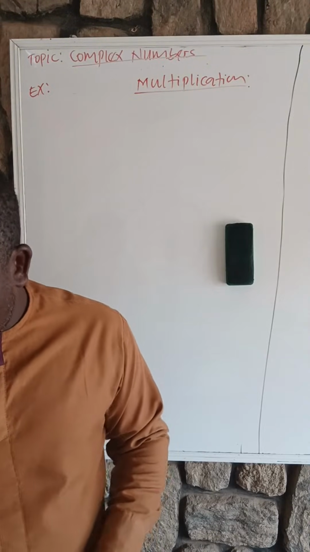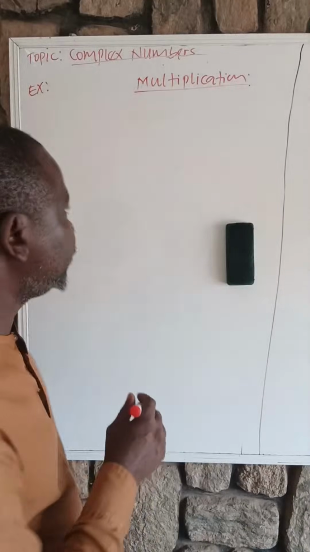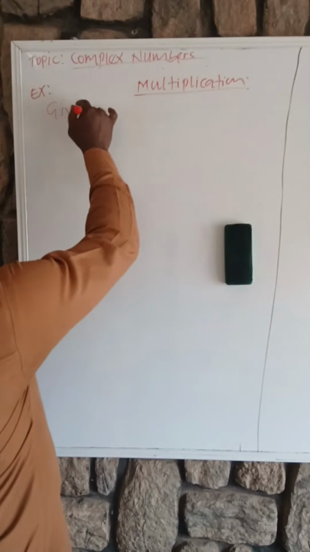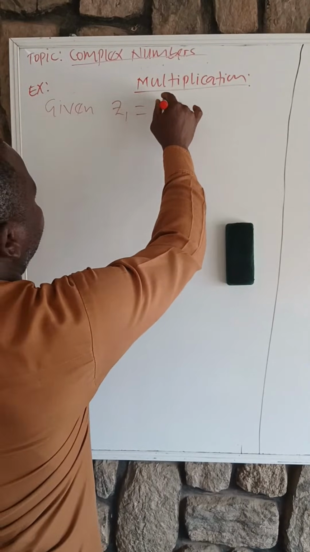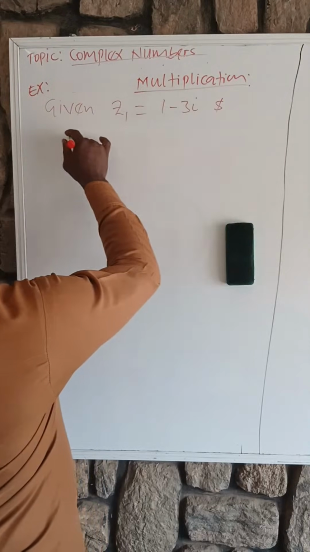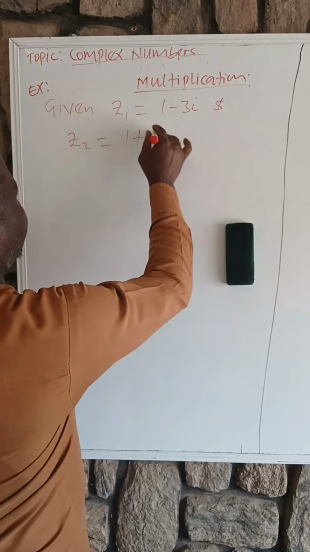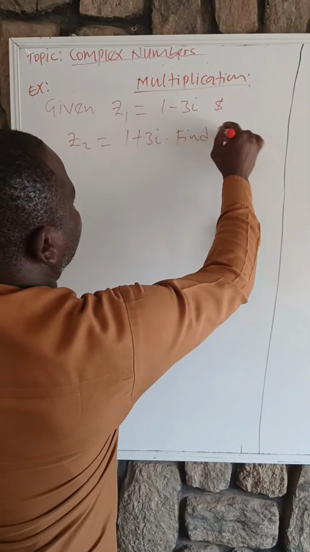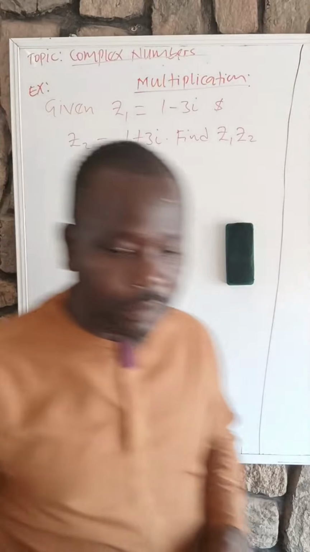Let's look at this given example. Given z1 equals 1 minus 3i and z2 equals 1 plus 3i, they said find z1 times z2. Please look at the board.